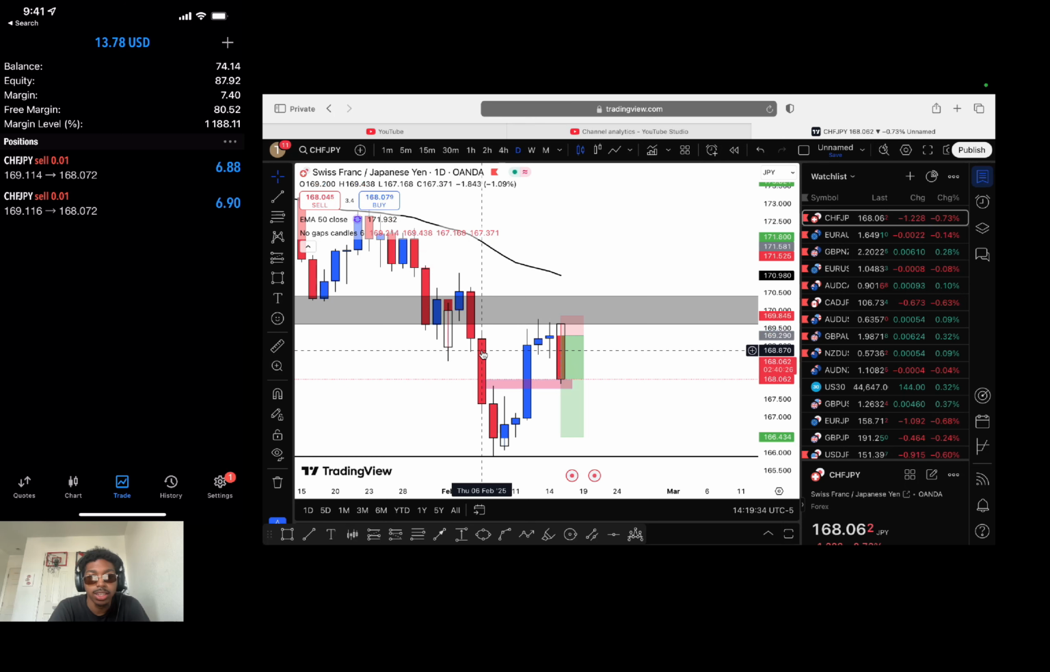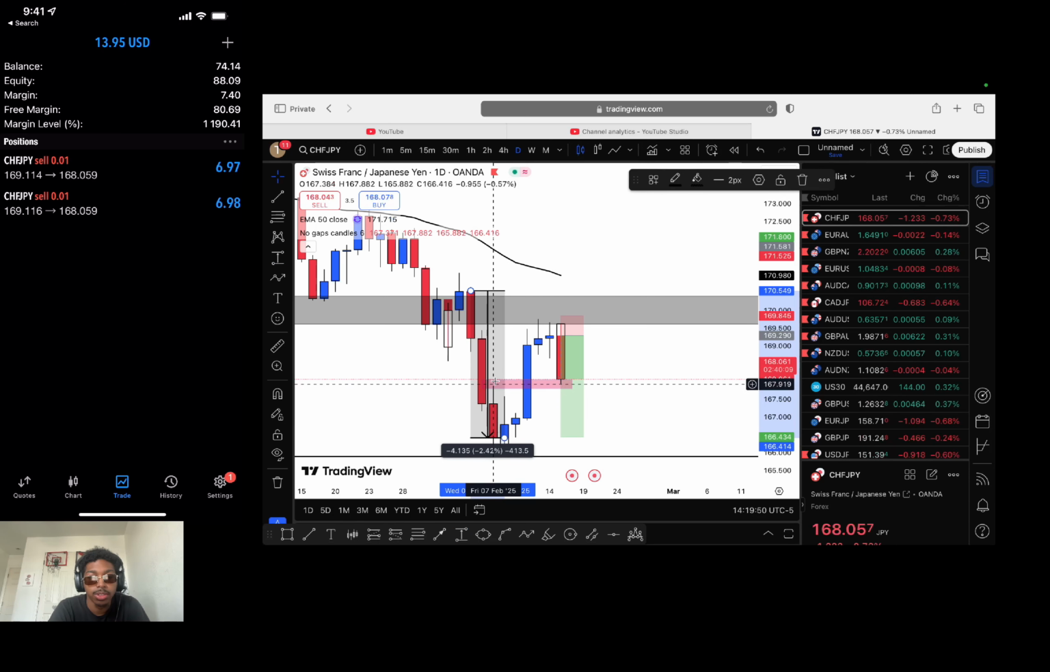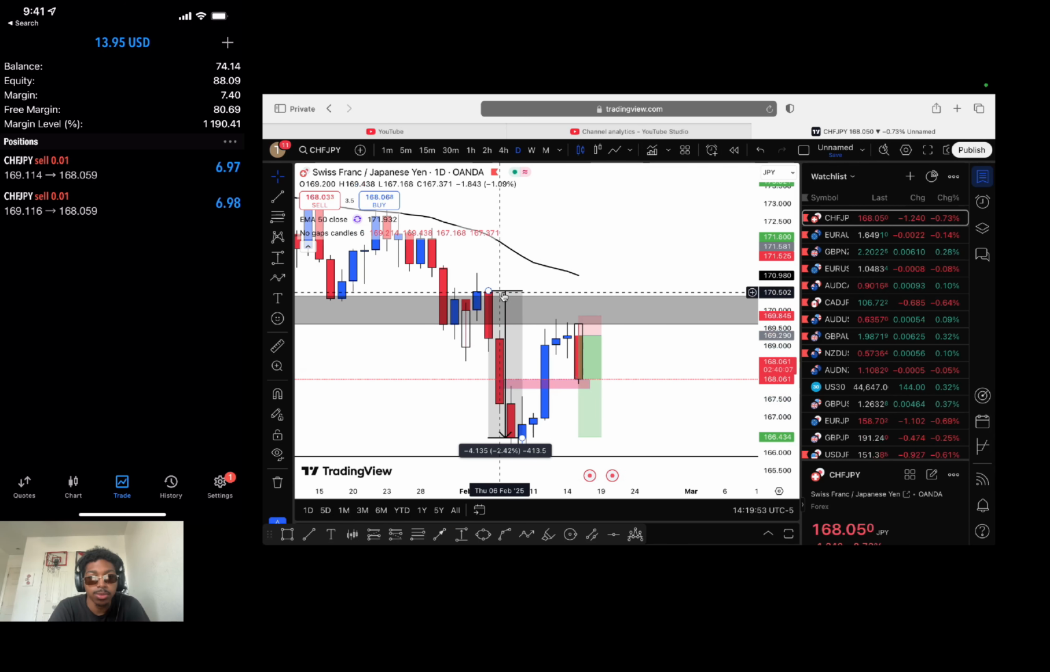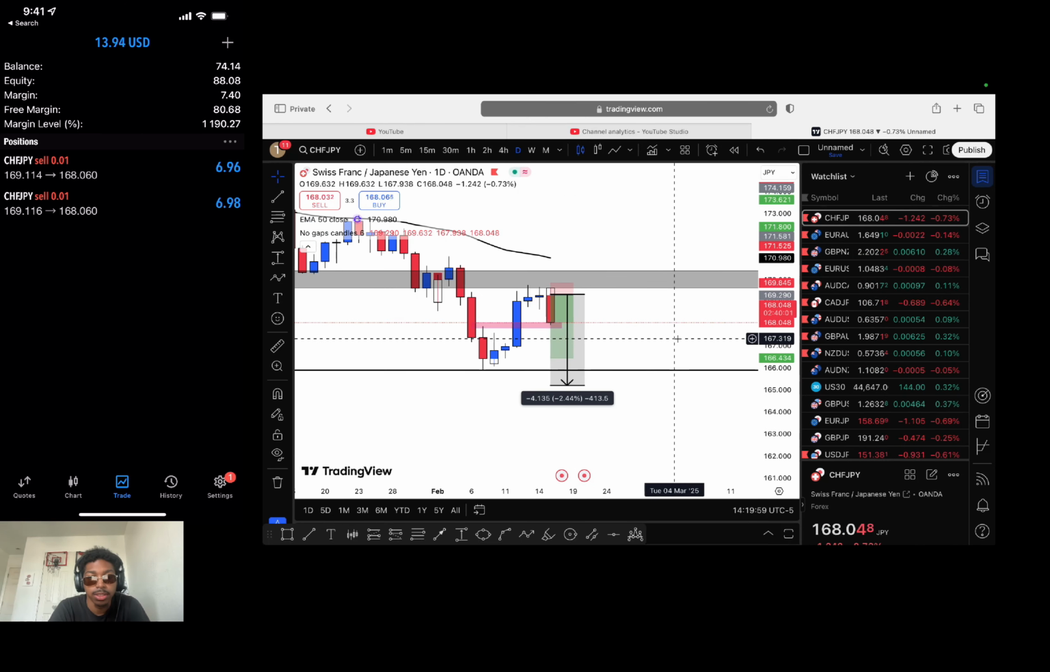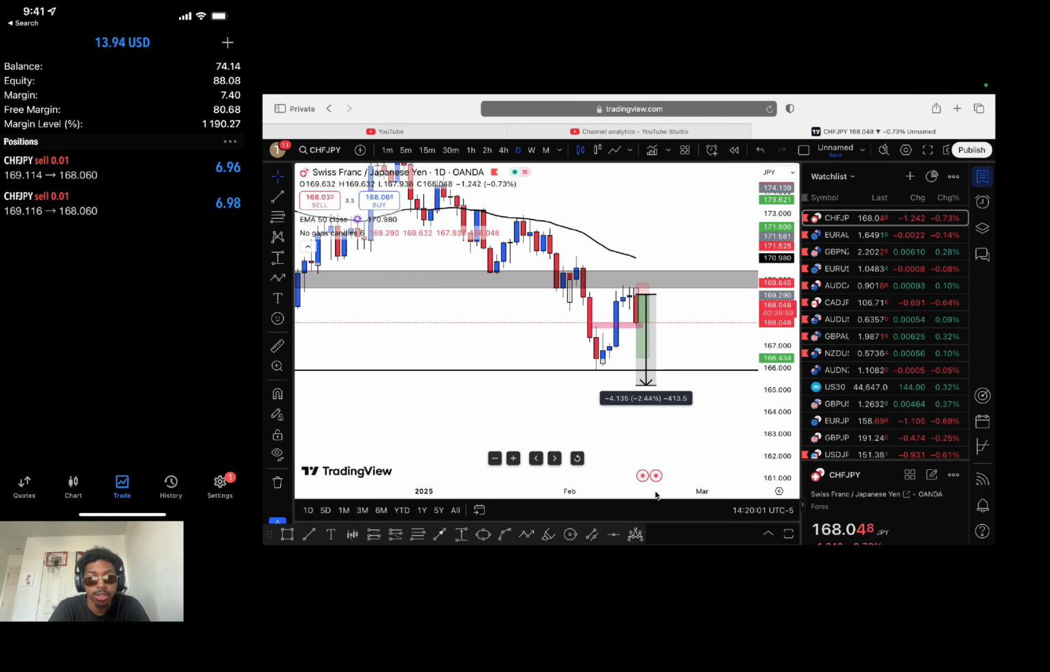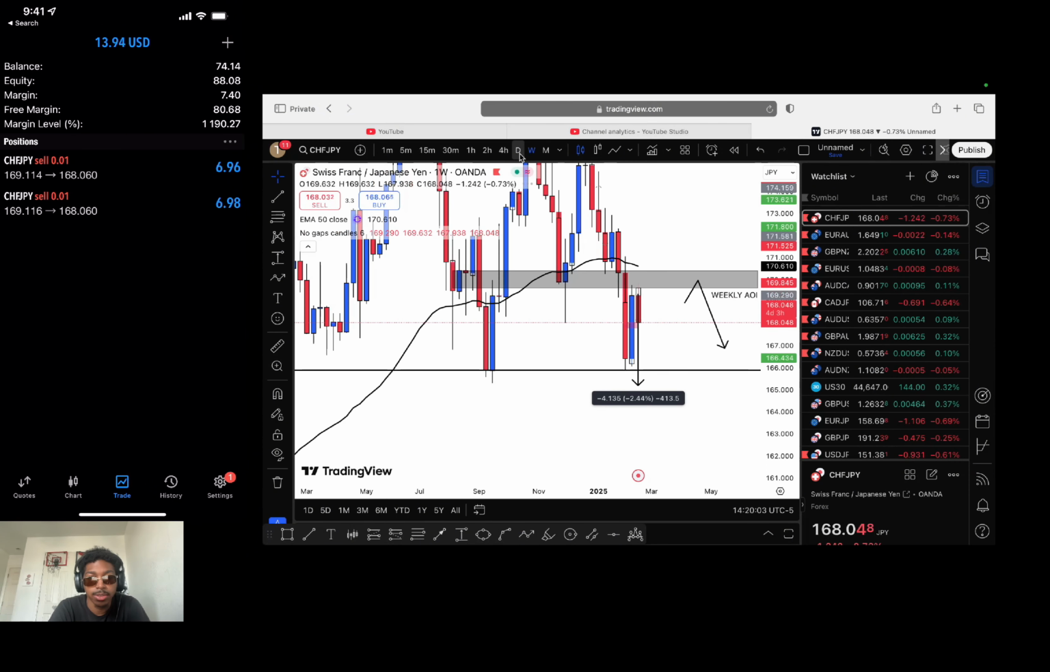So the next daily candle will open up, and if it could give us anything like this move right here, that could easily make us hit take profit. This move was about 400 pips. So if we bring this to here, the entry, that could easily make us hit take profit, as we're looking for a lower low as the market is bearish.